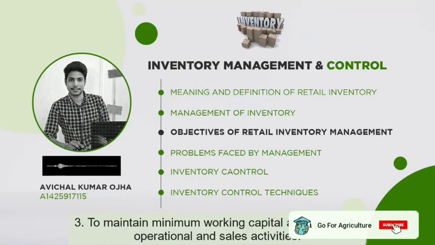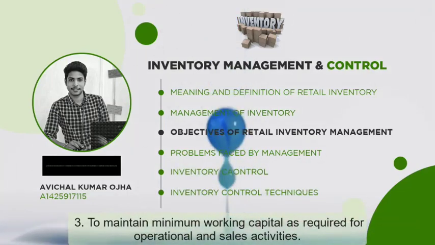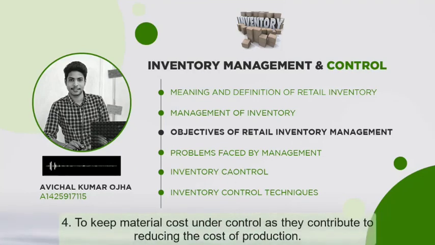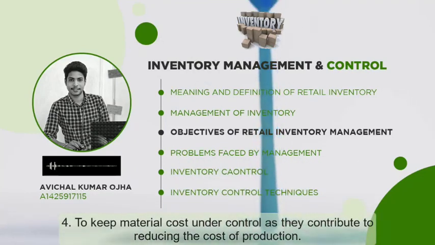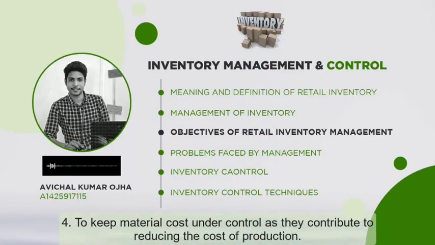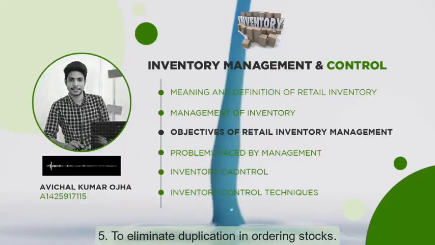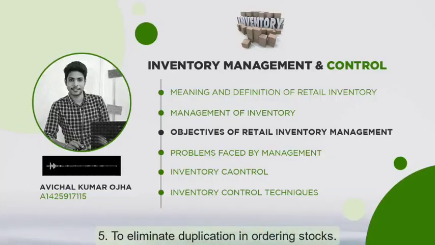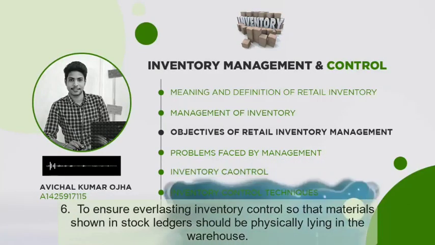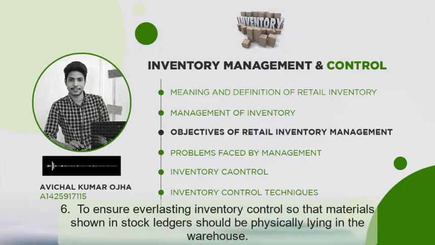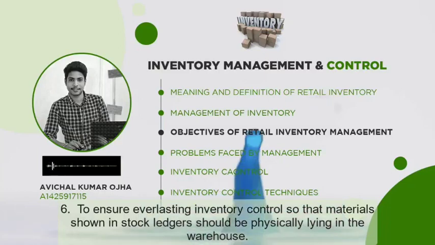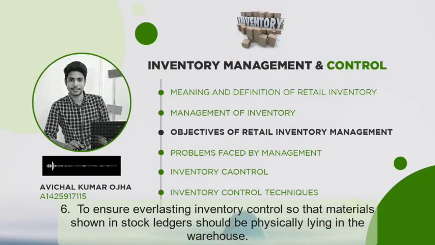Third, to maintain minimum working capital as required for operational and sales activities. Fourth, to keep material cost under control as they contribute to reducing the cost of production. Fifth, to eliminate duplication in ordering stocks. Sixth, to ensure everlasting inventory control so that materials shown in stock ledgers should be physically lying in the warehouse.